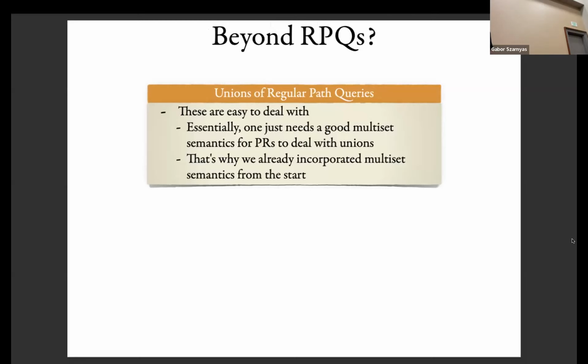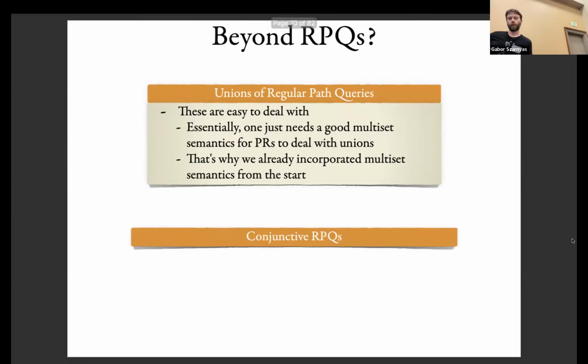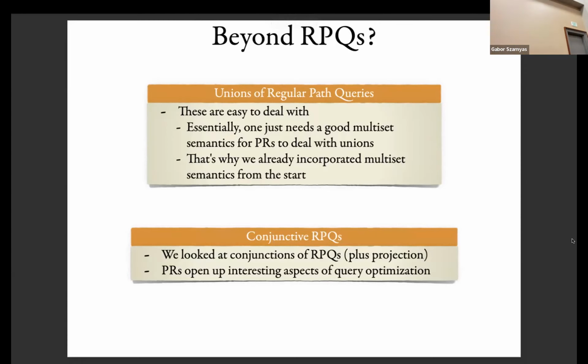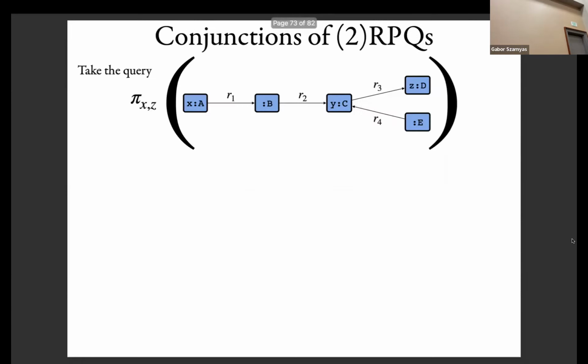So we're thinking about what you can do with unions of regular path queries, because we concern multiset semantics from the start. These are very easy to deal with. We tweaked our definition so that this becomes easy and it works. And then, of course, once you start doing conjunctive regular path queries, things start becoming really interesting. And we are looking into that.